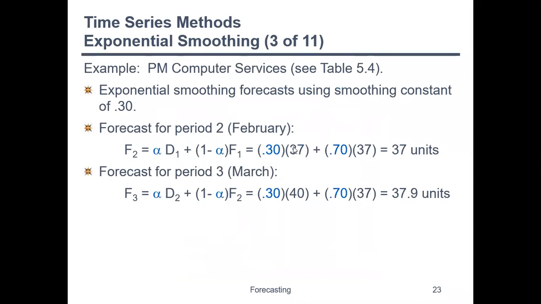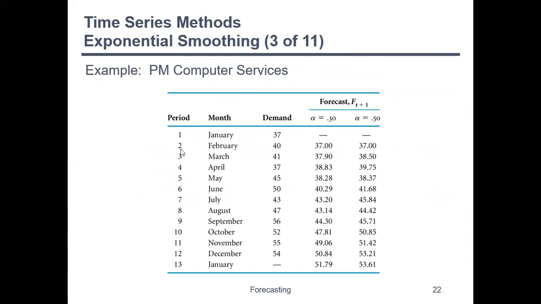the present demand there was 37. And then the forecast there was also 37. So it is assumed you don't know the value of February. So we are trying to find February. So to do that, you realize that the present demand there was that of January, which was 37. And remember, we said F1 is always equal to D1. So the forecasted value for January is the same as the demand for January, which is 37.